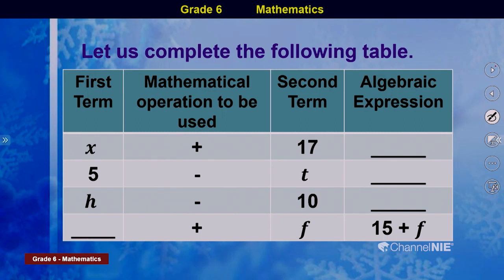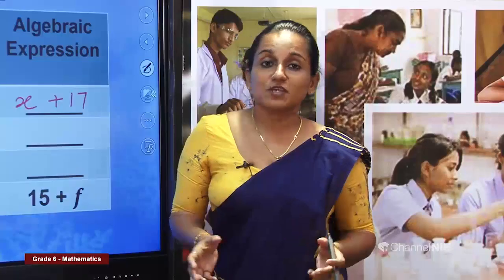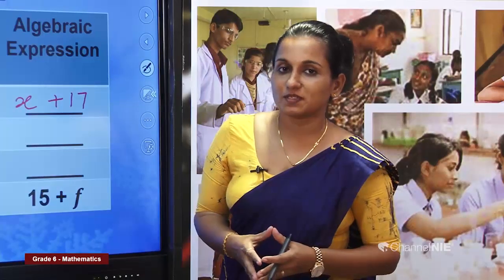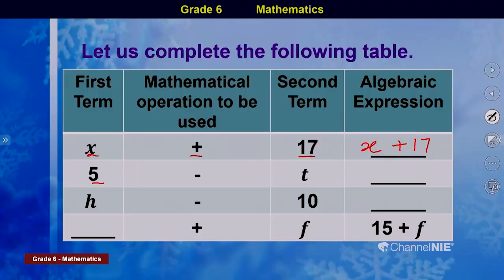My first term is x. Then the mathematical operation I have to use is plus. And the second term is 70. What is the algebraic expression that we can build? I can build x plus 70. Shall we move to the next example? I hope you have done it.